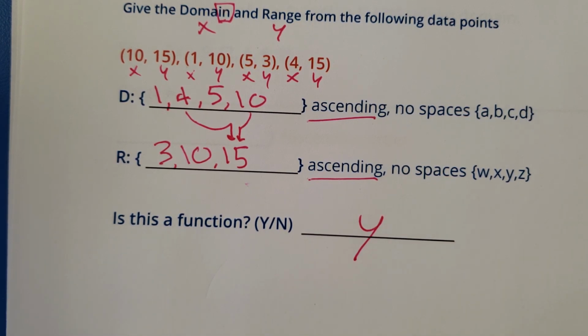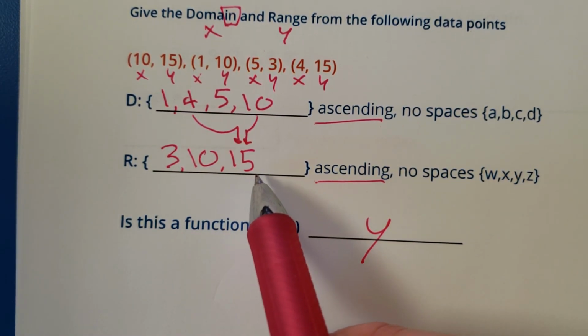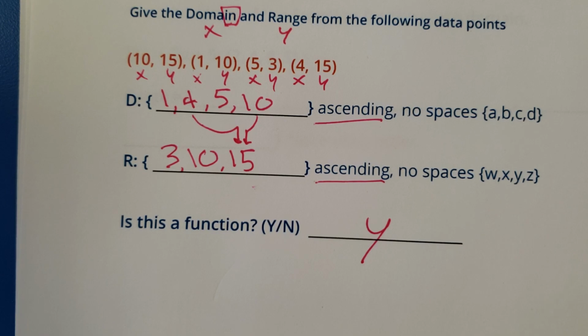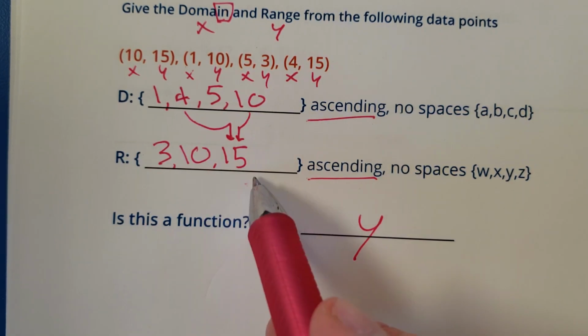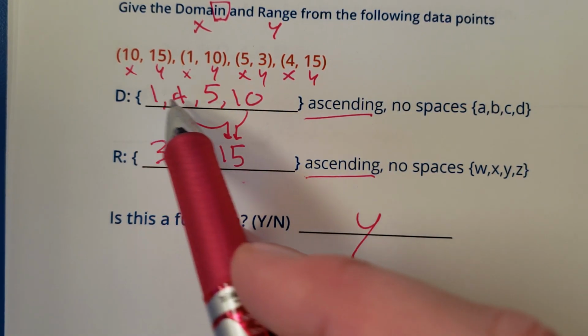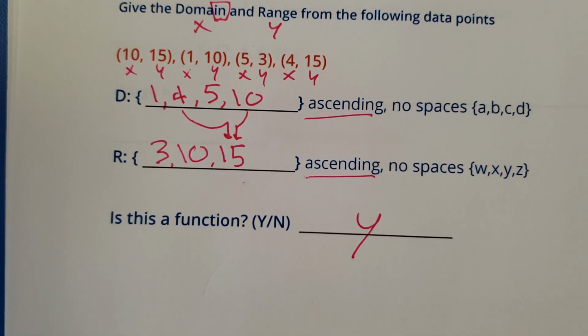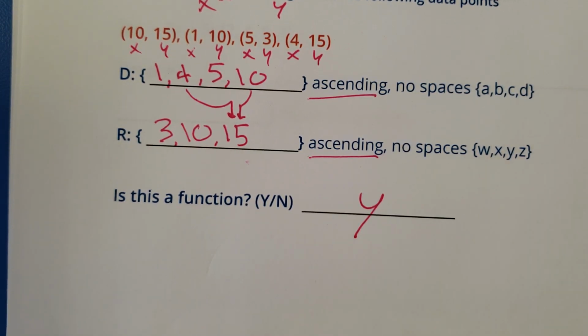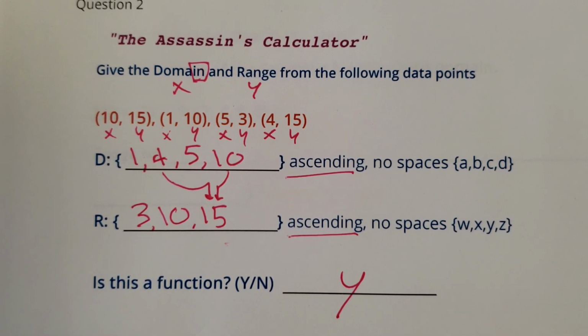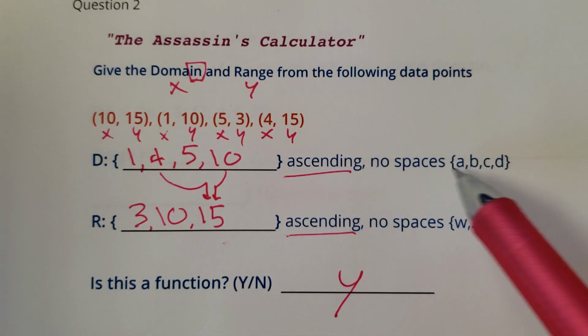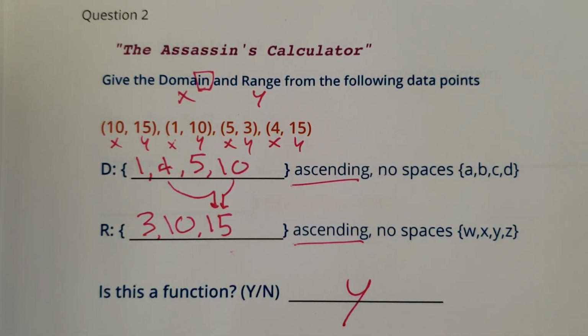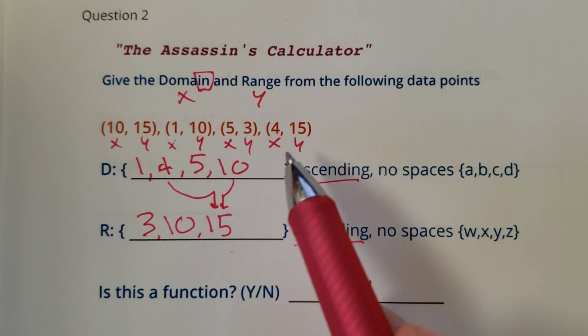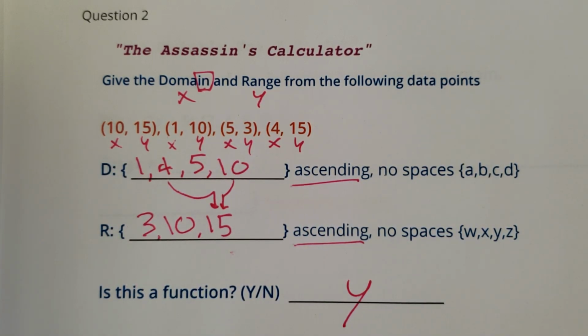Anyway, it's totally okay to have fewer ranges than domains, okay? 4 things go in, 3 things come out, that's cool. But if 3 things went in and 4 things came out, you would say no. All right, so is this a function? Yes, it is. That was the Assassin's calculator. Ascending, no spaces with commas, and then don't repeat repeated range values.